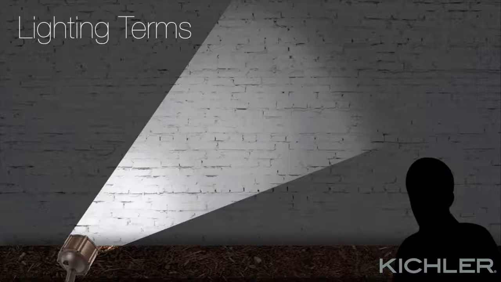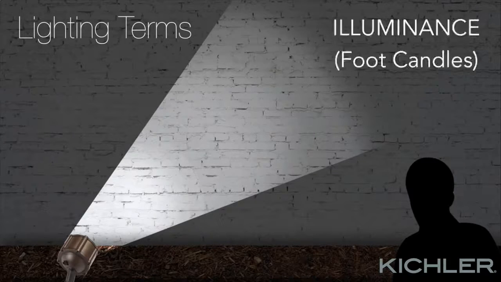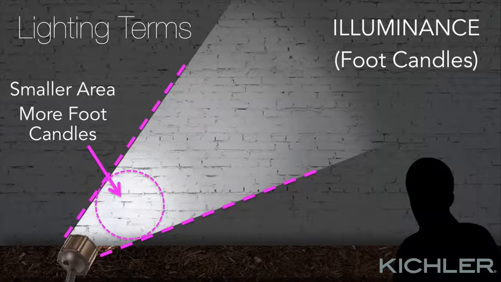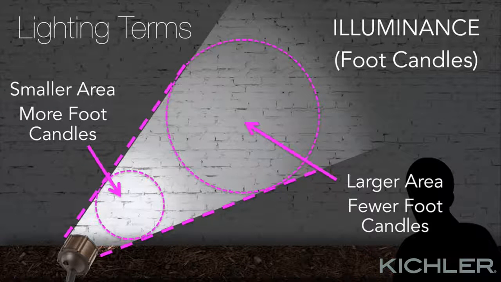The amount of light falling on a surface or an object is called illuminance and is measured in foot candles, where 1 foot candle equals 1 lumen per square foot. The light is naturally brightest near the source, where the area illuminated is smaller. So, there are more lumens per square foot and therefore more foot candles. Illuminance goes down the farther away from the light source you get because the area illuminated gets larger and there are therefore fewer lumens per square foot and fewer foot candles of illumination.